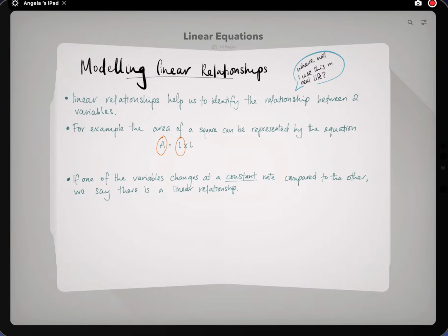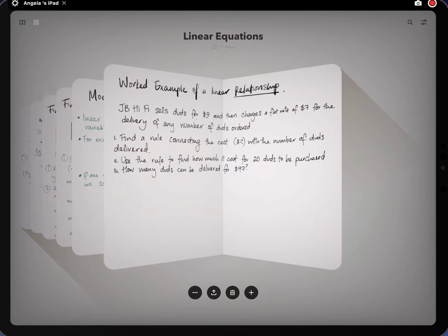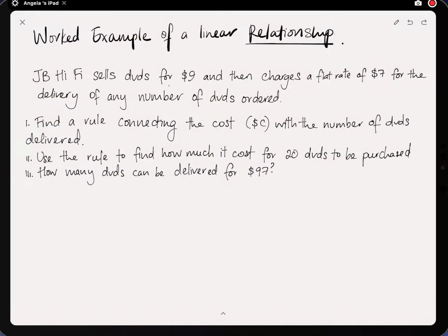So let's look at a pretty straightforward example, but it is a worked example of a linear relationship. In this situation, JB Hi-Fi sells DVDs for $9 each and then charges a flat rate of $7 for the delivery of any number of DVDs ordered. So here, I did say that was each, even though I didn't write it. And we have a flat rate, so this suggests that this is a constant. Now, this is a real life example, even though the prices of the DVDs are obviously not correct.